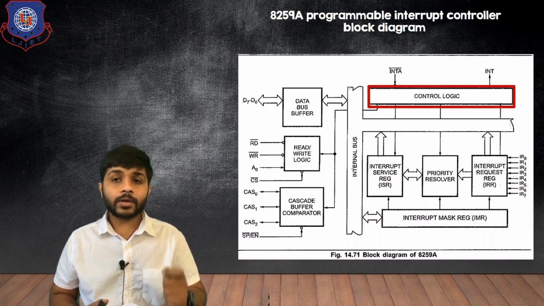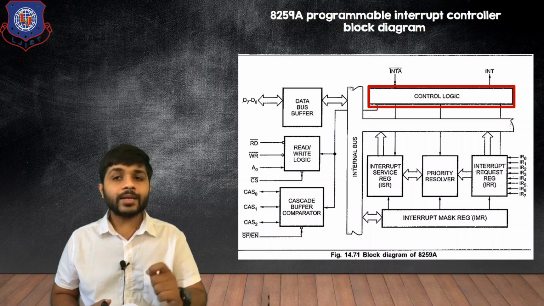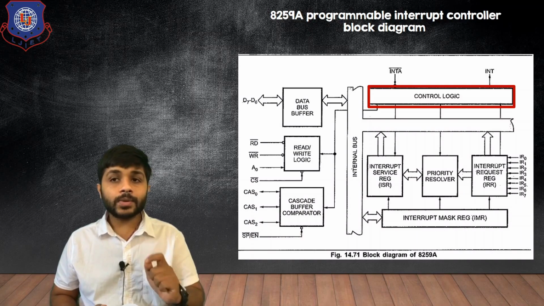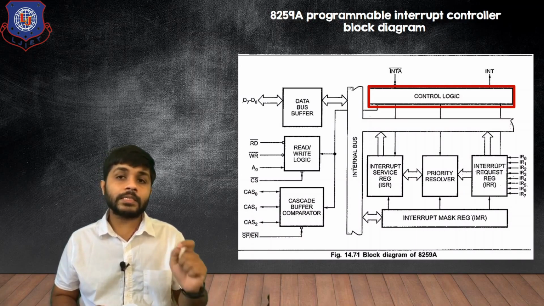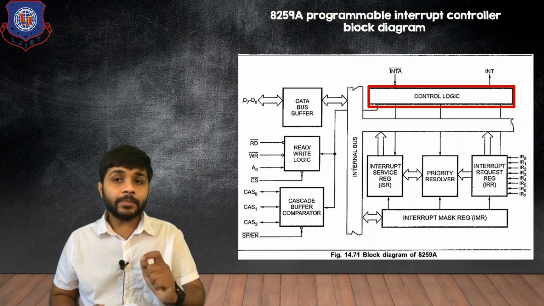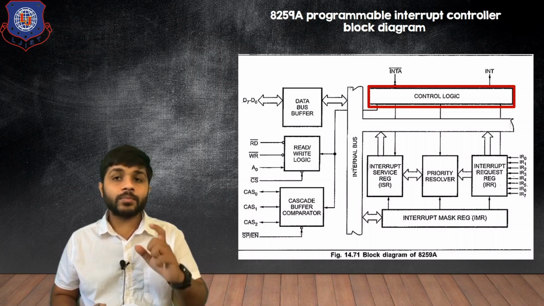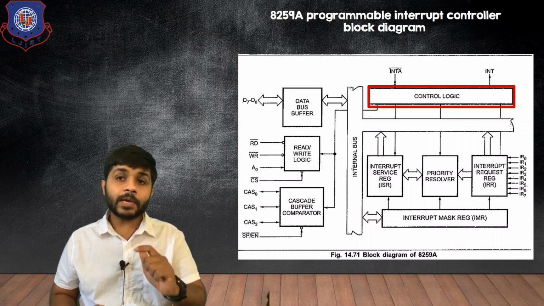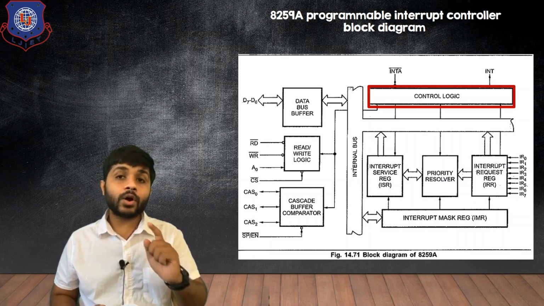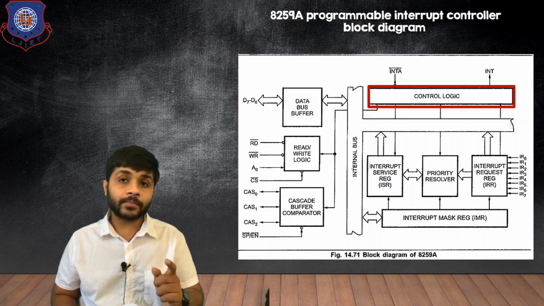The next block is the control logic. You can see that in the control logic there are 2 pins. The first one is the INT, meaning the interrupt, and the second one is the INTA bar, meaning interrupt acknowledgement. The INT pin originates from the 8259A and it will be connected to the interrupt pin of the microprocessor 8085.